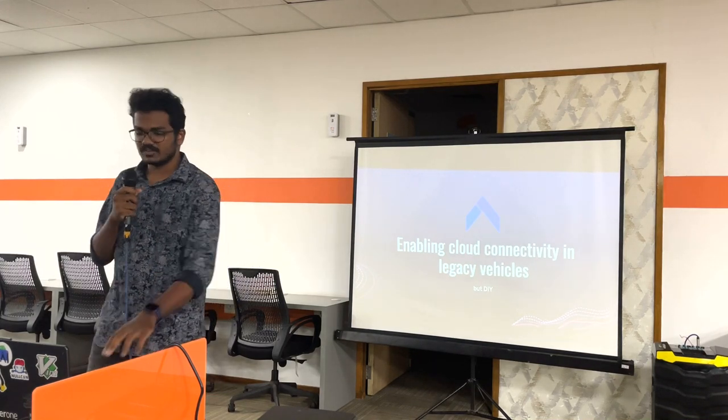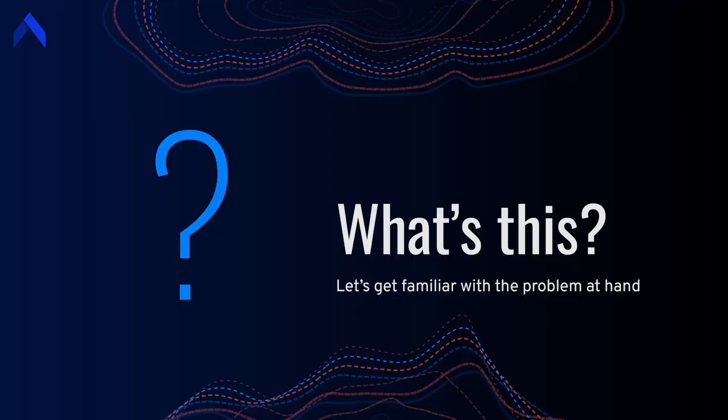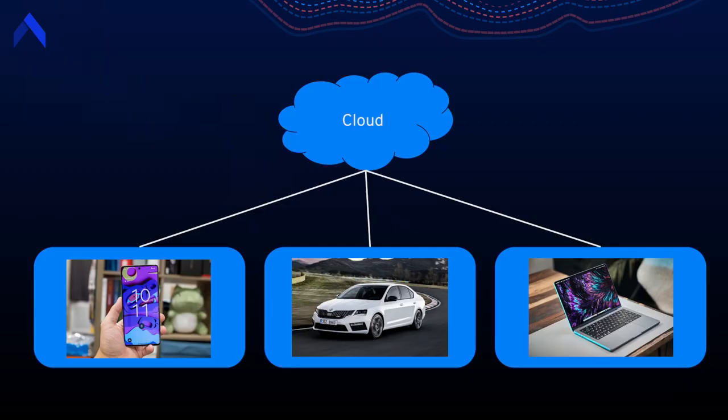Okay, so we'll first say what this is. What do you mean by cloud connectivity in vehicles? Okay, so you have a cloud. The cloud meaning the internet itself is the cloud. And then usually what all is connected to the cloud? You have your phone, you have your laptop, everything is connected to the cloud.